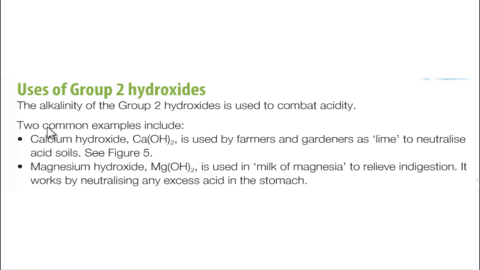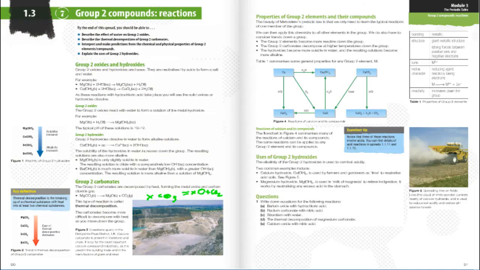So calcium hydroxide is used for farming, to neutralize acid soils, and magnesium hydroxide is used to relieve indigestion. There is a very, very nice exam question on magnesium hydroxide. I will guarantee that you will rip your hair out. I know I did when I had a go. So hopefully when the exam questions come up, you won't rip your hair out.